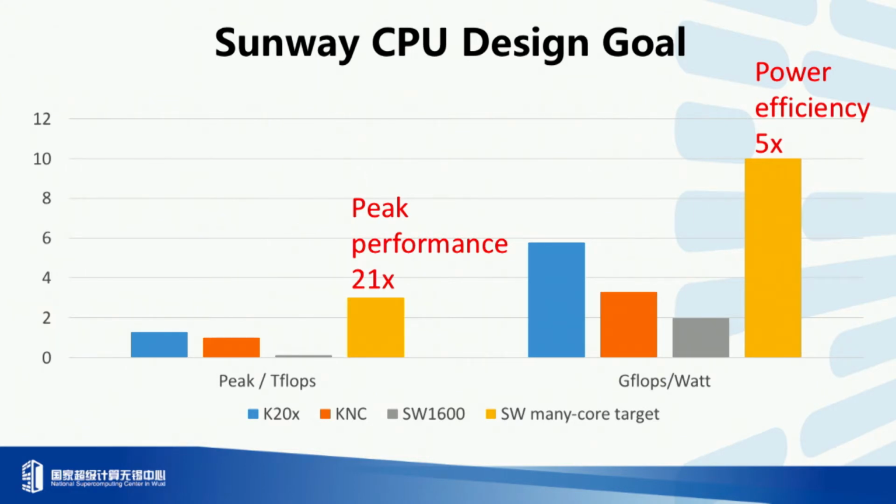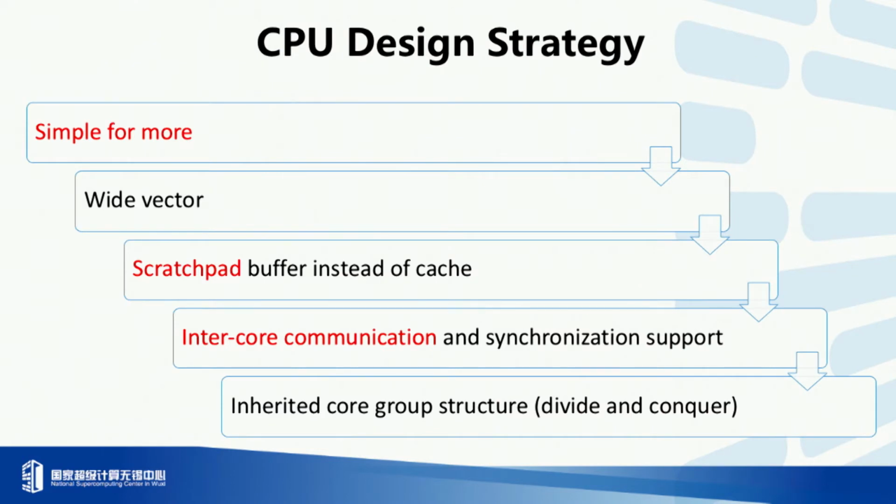So our CPU design goal was set to be 3 teraflops per chip. Okay, that's just 2 or 3 times faster than the existing many cores, but from the previous generation it is a jump of 21 times. And also the power efficiency, we wanted to be 10 gigaflops per watt for this processor. Again, a 5 times jump from the previous generation. So apparently this is not an easy design task.